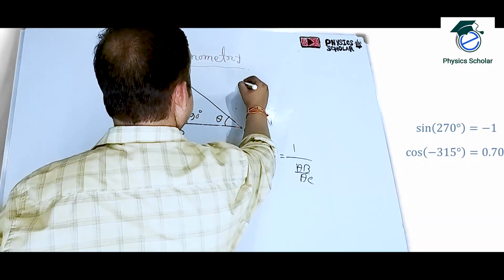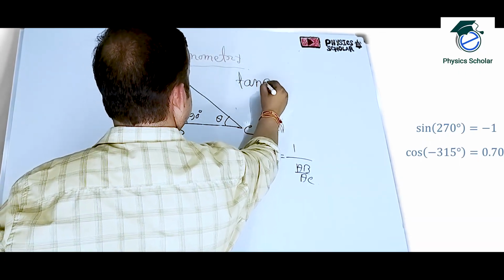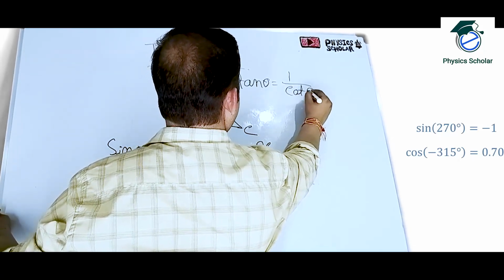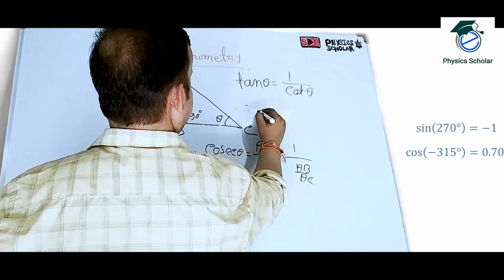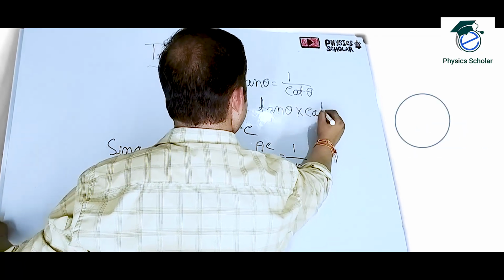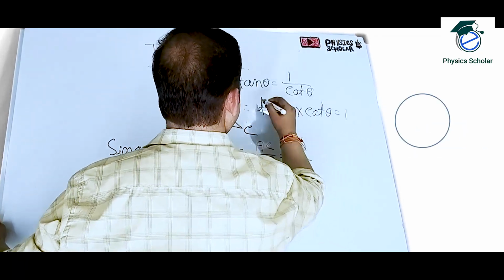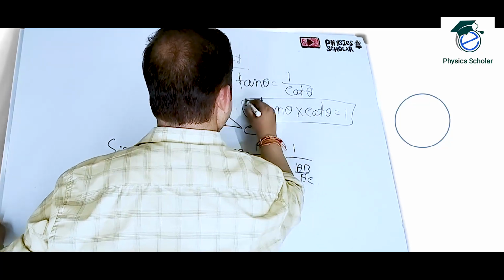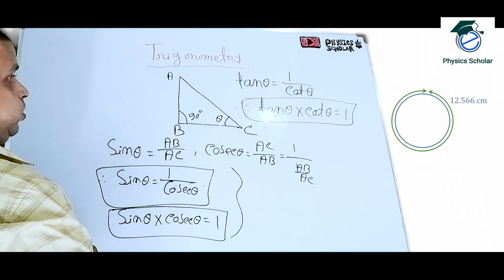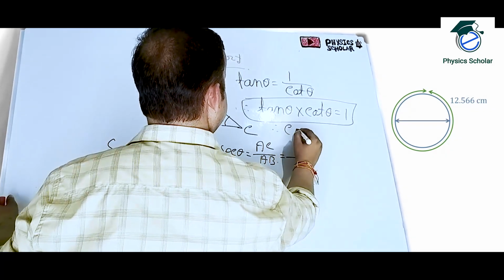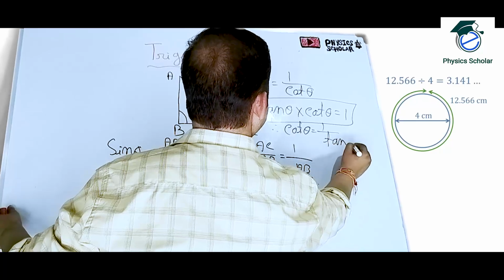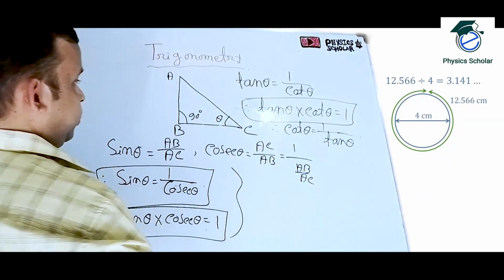Again, the same thing with tan theta. Tan theta is equal to 1 by cot theta, as I told you it is the opposite. So if I multiply tan theta into cot theta, it is equal to 1. That is another relationship. Or we can write cot theta is equal to 1 by tan theta. Same thing.